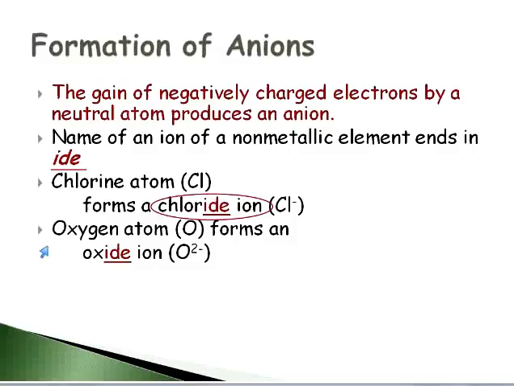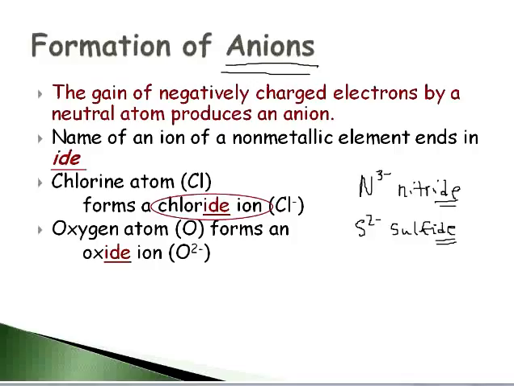Let's do a couple of examples. A nitrogen atom forms a nitrogen ion, which would be nitride. A sulfur atom forms sulfide. So we use -ide to name the anion. The cation, we keep the name, so it would be sodium ion. We don't say sodiumide. We just say sodium for cations. Magnesium would be magnesium ion. Beryllium would be beryllium ion. Only for the anions do we use -ide. For the cations, we just say, like I said, sodium ion or potassium ion.